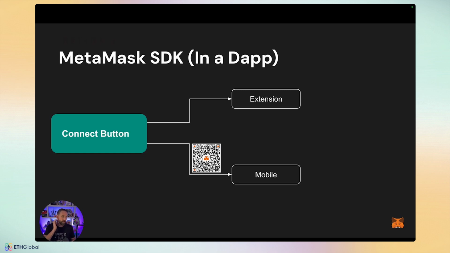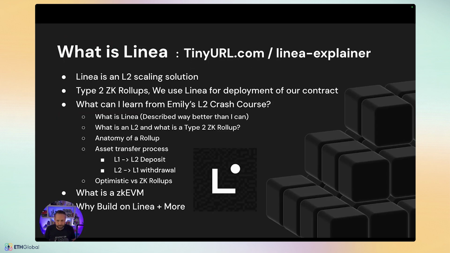But just think of the SDK as anytime I have a connect button to a MetaMask wallet, my user gets the choice of connecting to the MetaMask extension, which we all know, and the MetaMask Mobile, which they might have as well. Next thing I want to go over is Linea.